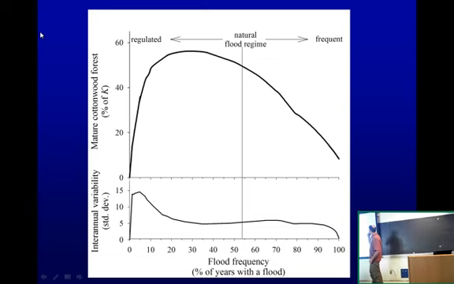This is for the Yampa River right here, where the natural flood frequency is something like 50 to 55% of years having some kind of flood that meets our threshold requirements for recruitment. The average cottonwood forest abundance you're going to get here is somewhere between 40 and 50%. But if you ramp that back and lower flood frequency, so move over this way on the axis, you can actually have a higher proportion of the habitat occupied by mature cottonwood forest.